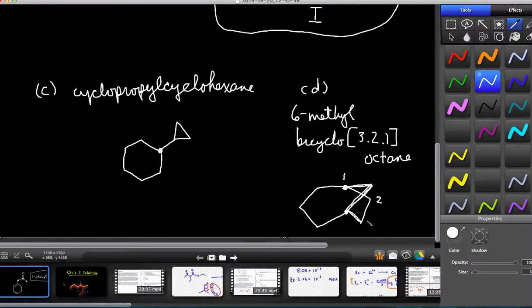1, 2, 3, 4, 5, 6. Here's your methyl group. Now, how many carbons are in this ring system? Let's count them. 1, 2, 3, 4, 5, 6, 7, 8. So it's an octane. We could number from the bottom and go counterclockwise. That would be 1, 2, 3, 4, 5, 6. So whether you go clockwise or counterclockwise, you get the same chemical structure.